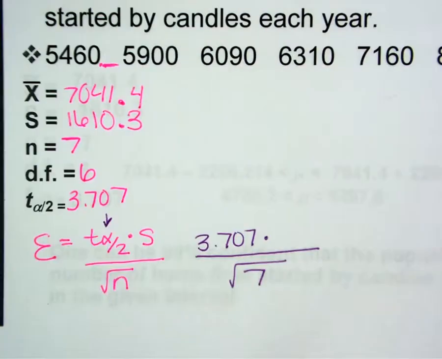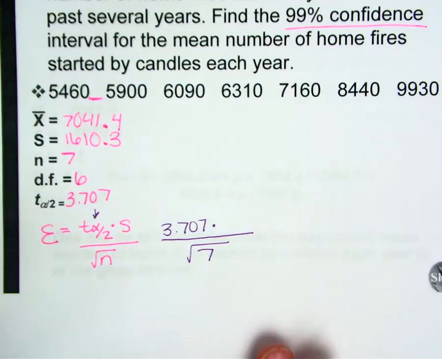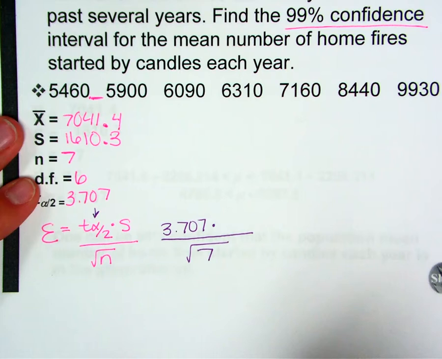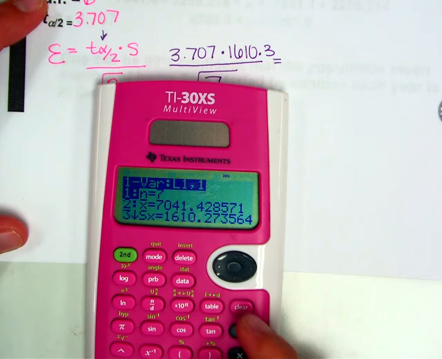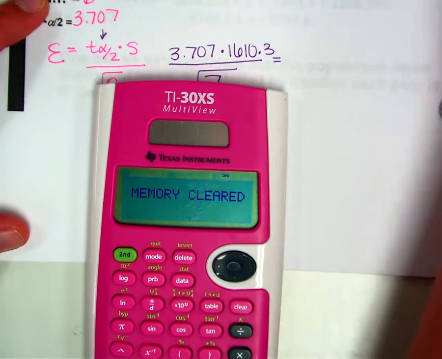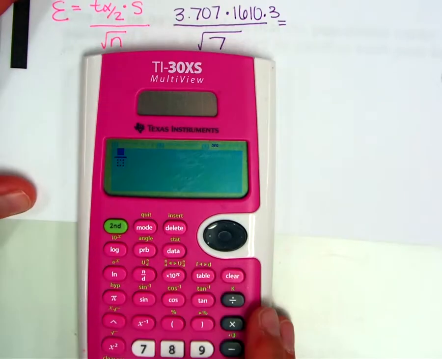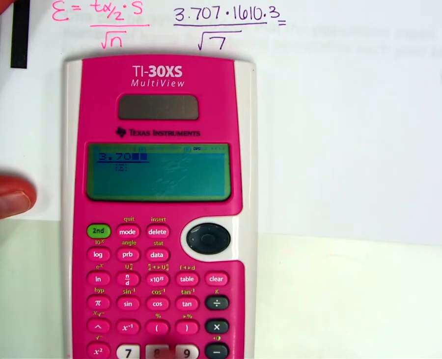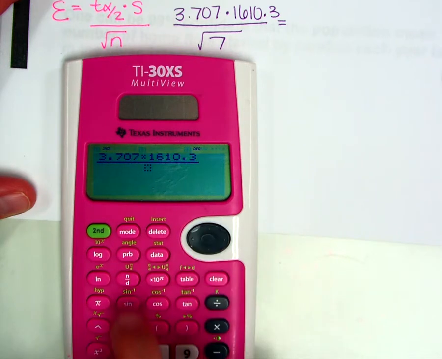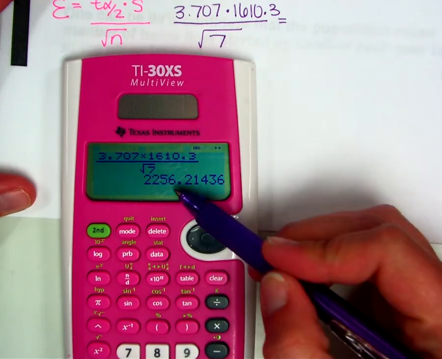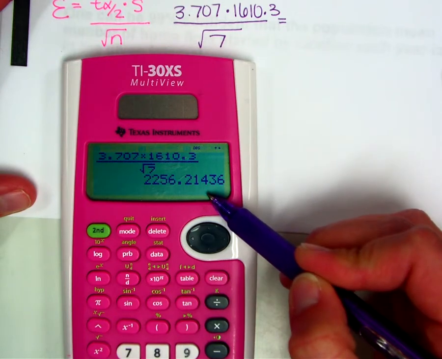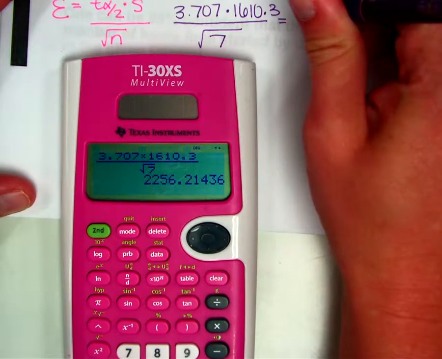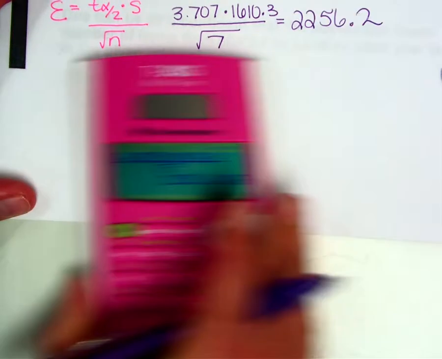Now what I'm going to do is plug my S into the equation. So 1,610.3. I type all that in. You can press on and clear at the same time and it all goes away. And then I'm going to press that N over D button. So 3.707 times 161.3 divided by the square root of 7. Hit enter. This is E, so round to 3 decimal places. So that would be 214, and that 3 makes that 4 stay the same. So that would be 2,256.2.